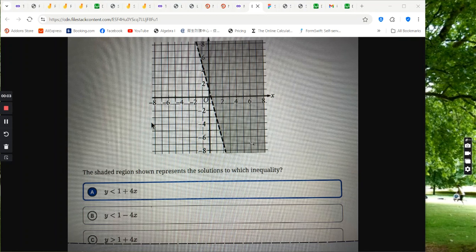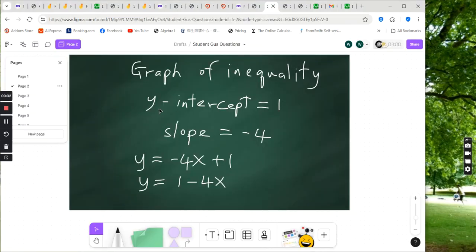All right, we have an inequality, and the shaded region shown represents the solution to which inequality. All right, so this is the inequality. The first step is we want to find the equation of this dotted line. The y-intercept is +1.